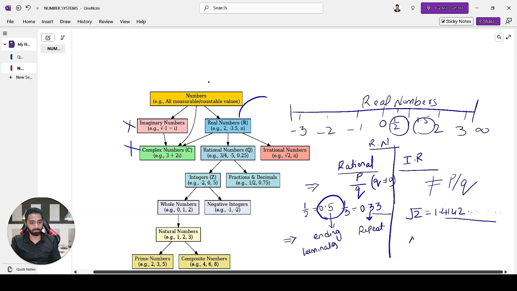Another example is pi. You know what pi is? Everybody should know what pi is. You are in 10th class, of course. If not, pi is considered to have the value 22 by 7. So the value is 3.1459 and so on.